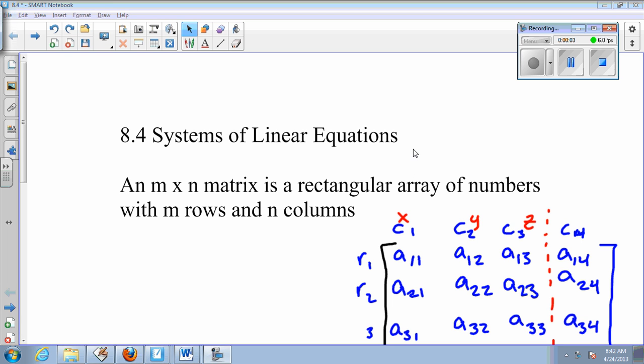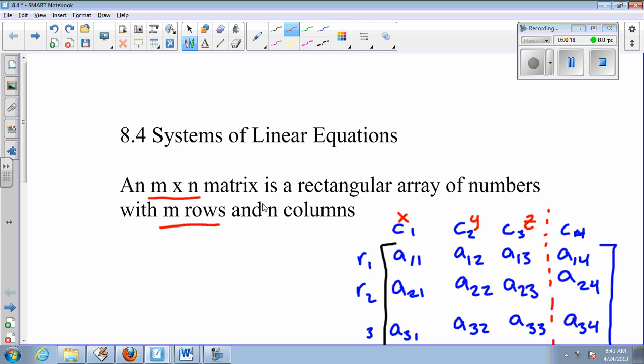8.4, systems of linear equations. We've solved systems of linear equations with multivariables, so now we're going to be using an n by n matrix to arrange them and then use it to solve. We'll have m rows and n columns.